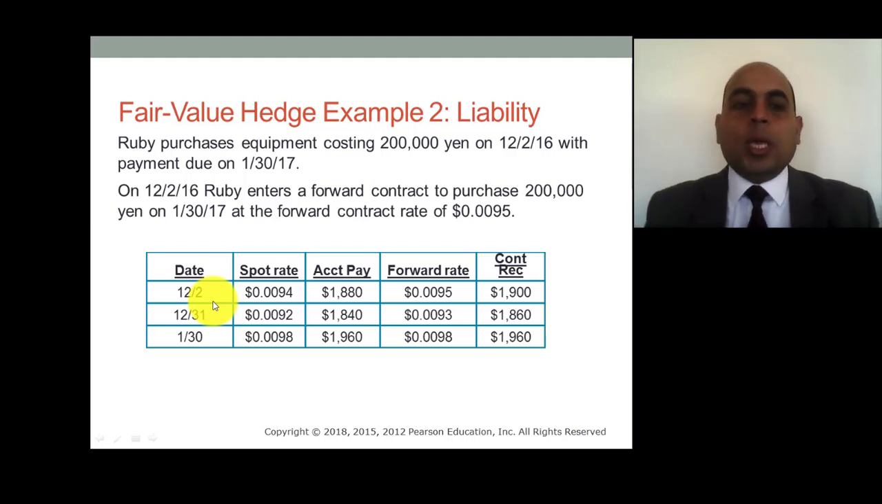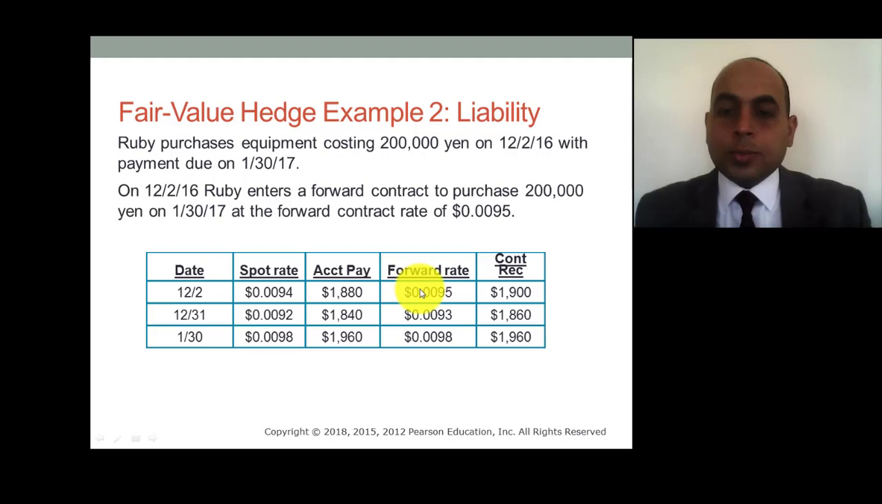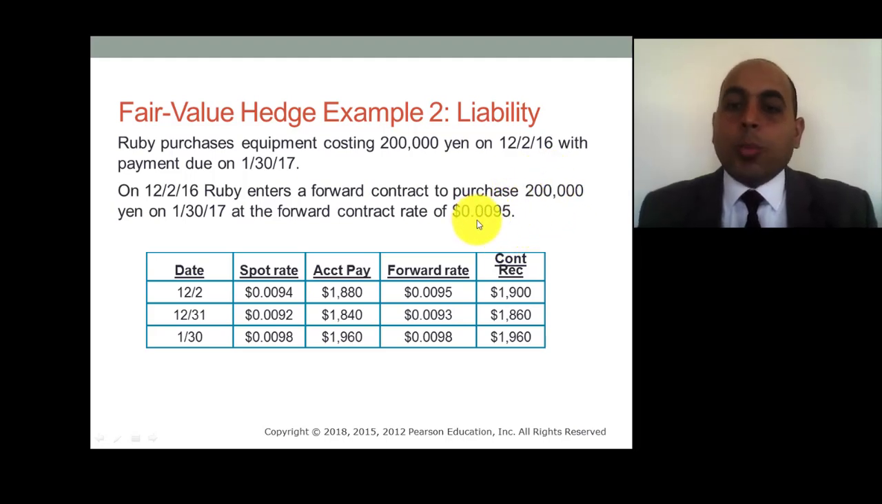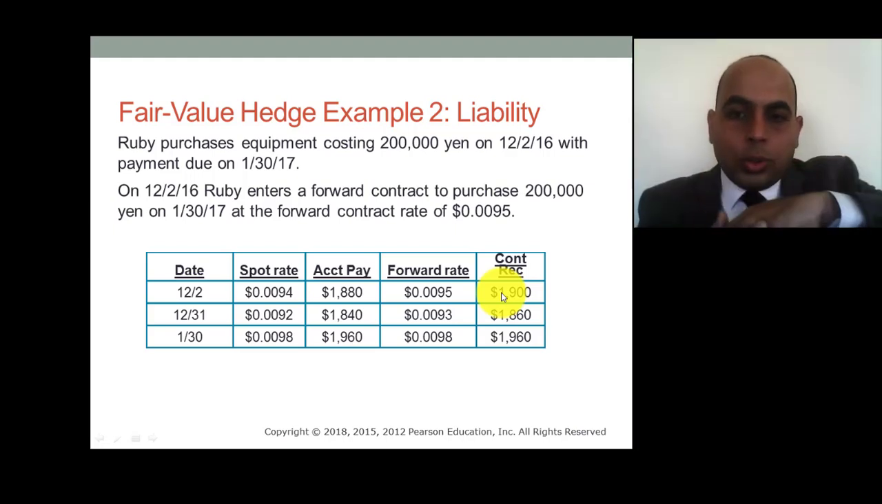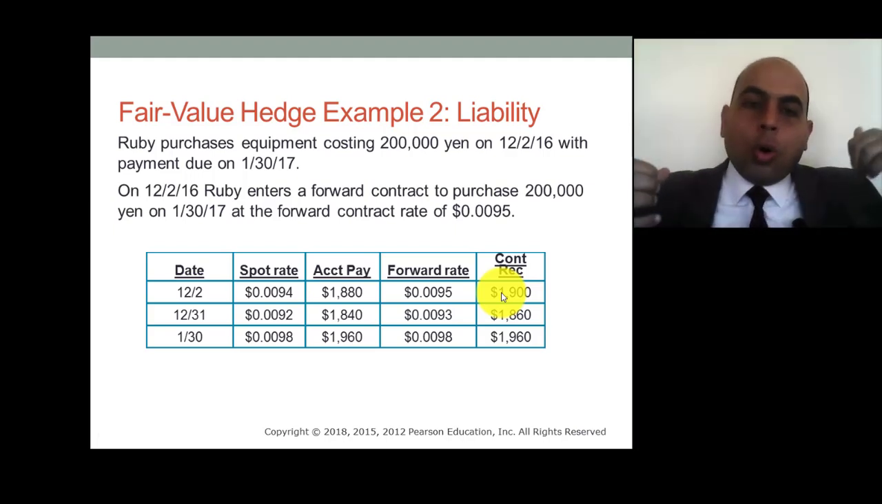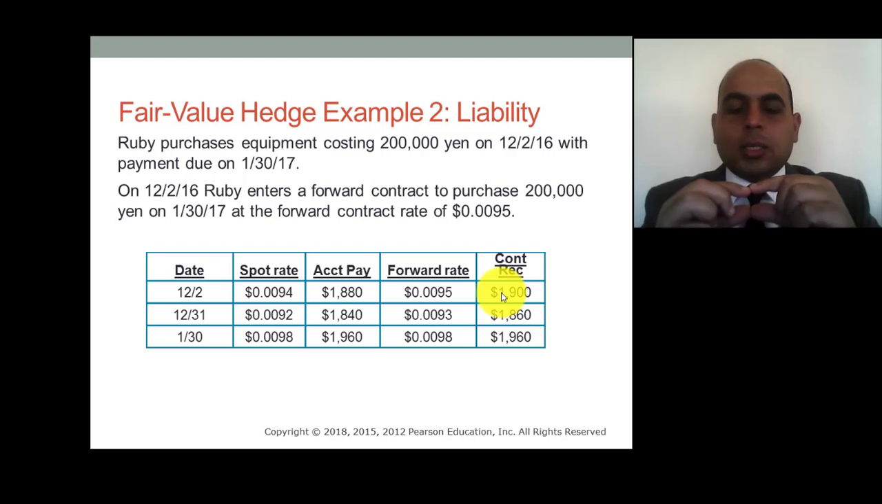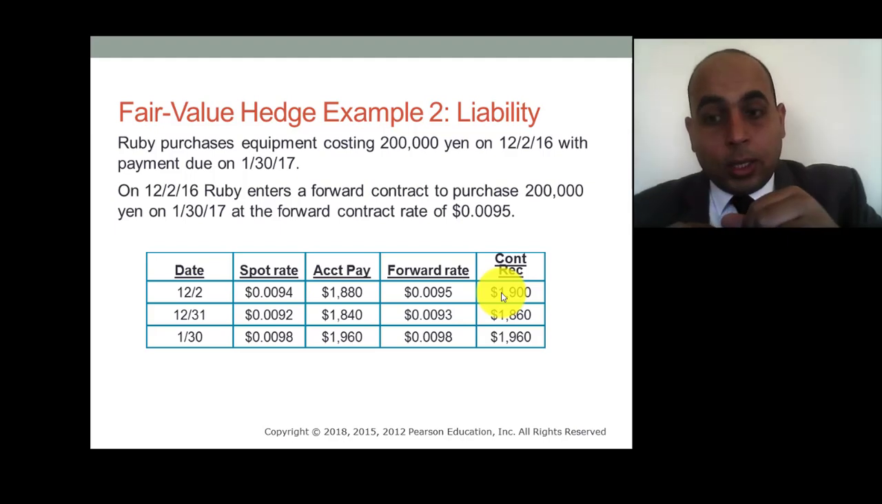On the other hand, as we entered into a forward contract, we will also record the forward contract. Here, we entered into a forward contract to purchase the 200,000 yen that we owe at 0.0095. It means we will pay 1,900. So as we entered into the forward contract to settle the amount we owe on 30 January 2017, we owe 1,900.